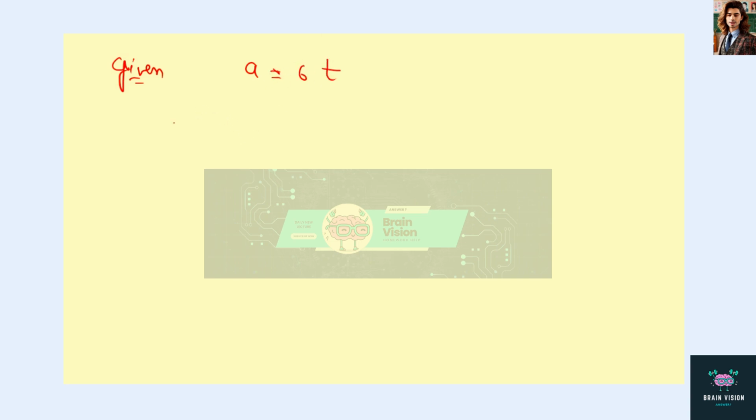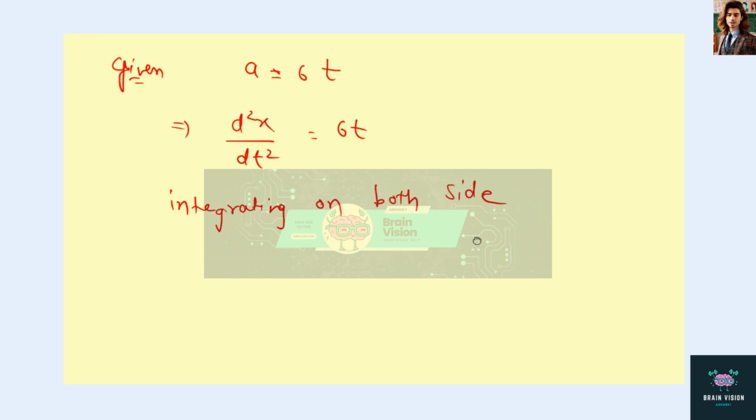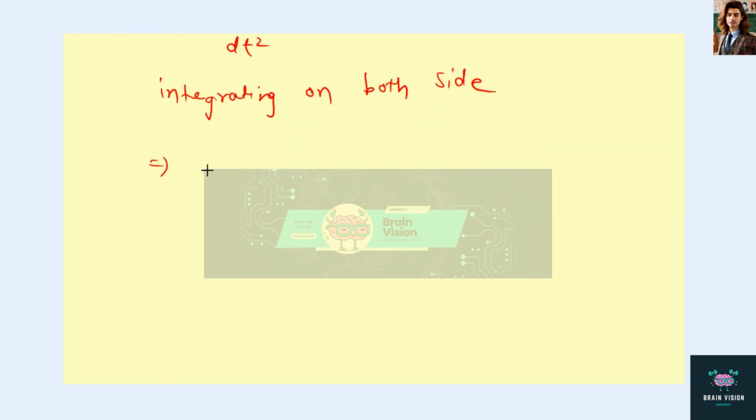Now we know that acceleration is written as d2x upon dt square, and this equals 6t. Now if I integrate on both sides, we can say that dx by dt equals 6t square by 2, that is equal to 3t square.